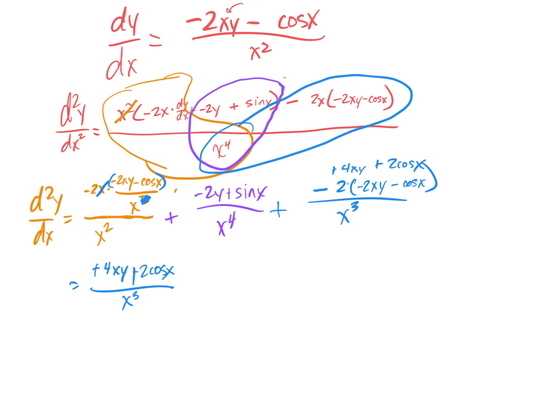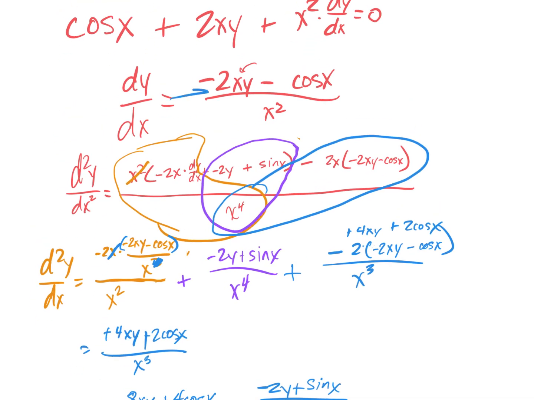Oh, wait, it's the exact same product once you multiply out on the top. Where is there a 2xy? Oh, because I plugged this in for dy dx.